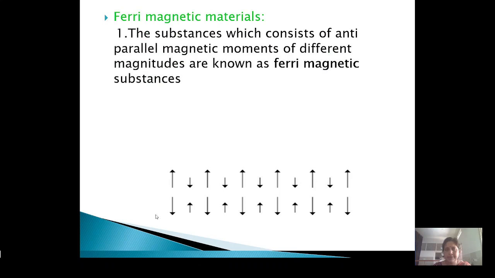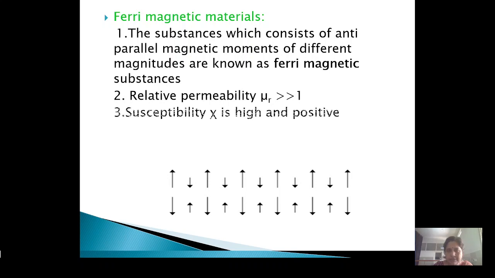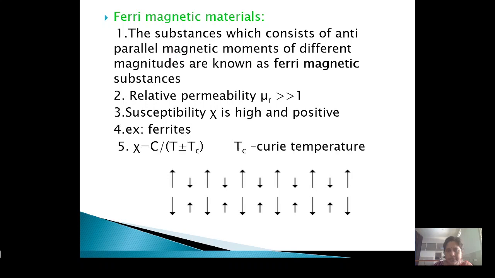Ferrimagnetic materials. In these ferrimagnetic materials, the magnetic moments align in opposite directions and have different magnitudes. Those are called ferrimagnetic materials. Relative permeability mu r is much greater than 1. Susceptibility chi is high and positive. Examples: ferrites. Chi is equal to C by T plus or minus Tc.